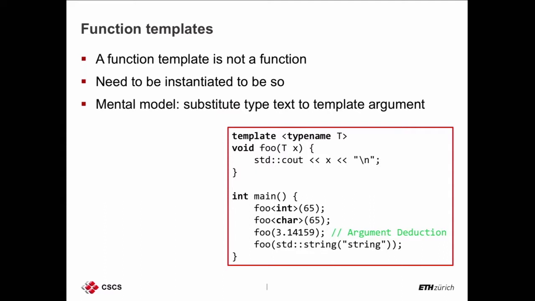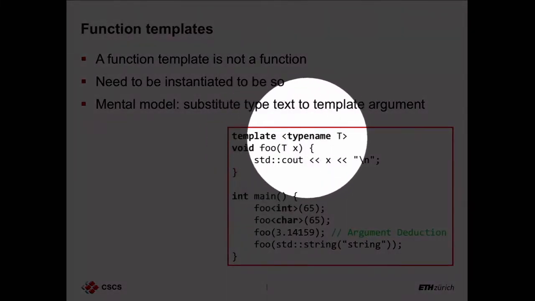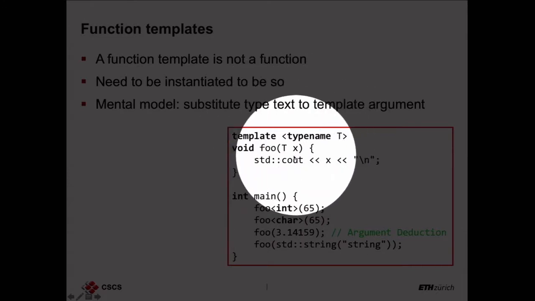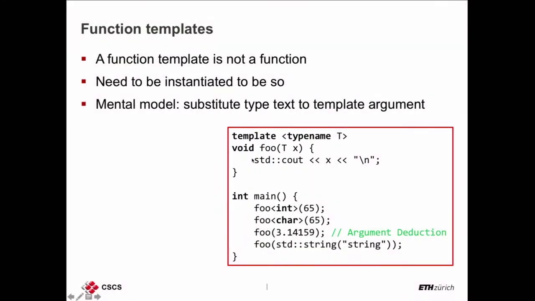So the mental model here is that you take the type. For instance, I have a function foo that takes a template argument T. I can take foo<int> and I can substitute the type int wherever T is found, and I can get the instantiation of that function. So it's basically a string substitution thing. It's just a mental model, but it works several times.